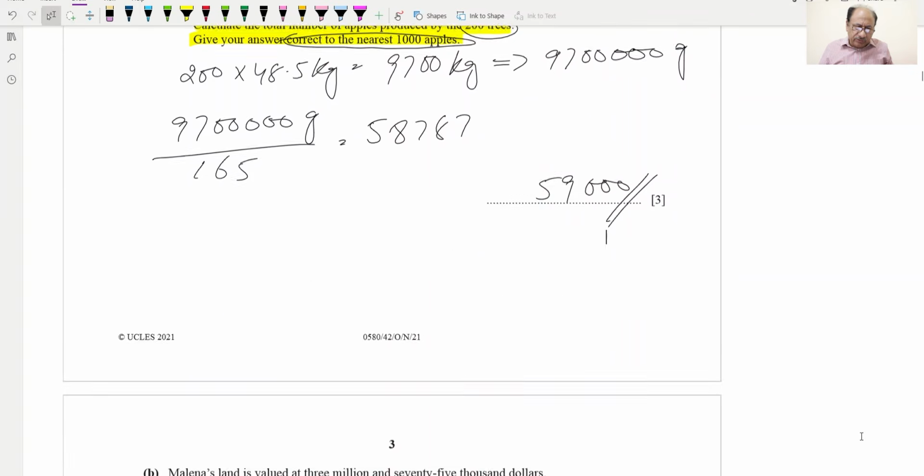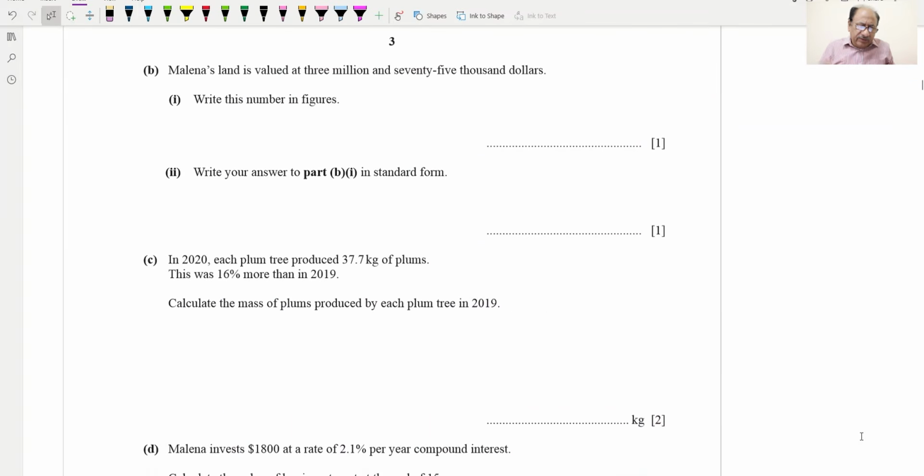Hopefully you understood this. Now Melina's land is valued at 3,075,000. Write this number in figures. So 3,075,000, and we will be writing million here. So 3,075,000.